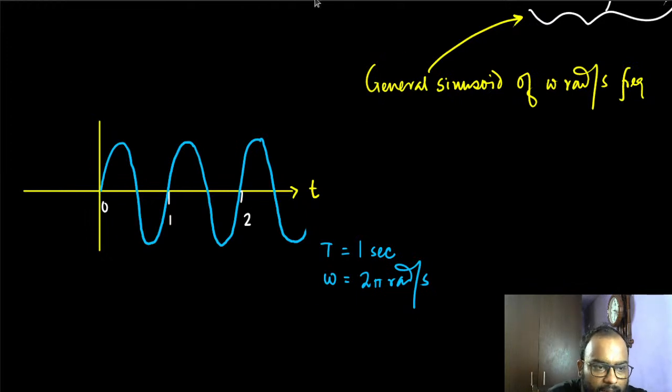Say for example, I have a signal that looks like this. Instead of being something like this, the signal gradually changes values.